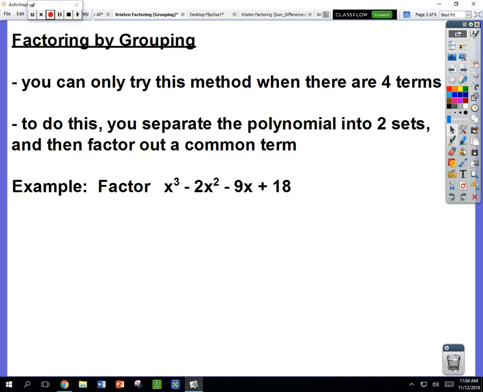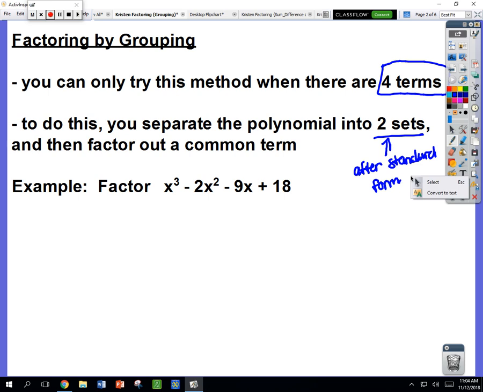So factoring by grouping is used when there are 4 terms. In order to do it, you're going to separate the polynomial into 2 sets. So there should be 2 different groups. This is after you've written it in standard form. So remember, standard form means that the exponents are getting smaller. So it's gone from cubed to squared to linear to constant. So the exponents are getting smaller as you go.